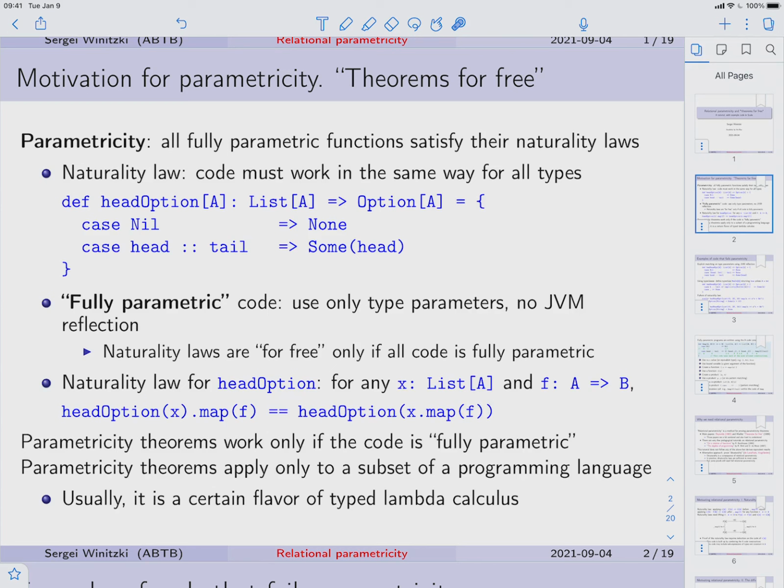Because parametricity theorems that guarantee naturality laws only work if the code is fully parametric, they apply only to a subset of our programming language. So we cannot use the full language with all kinds of features. We only use a certain subset, which is, in terms of computer science, a certain flavor of typed lambda calculus.